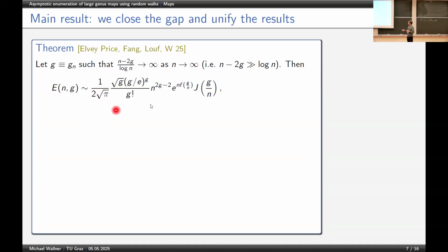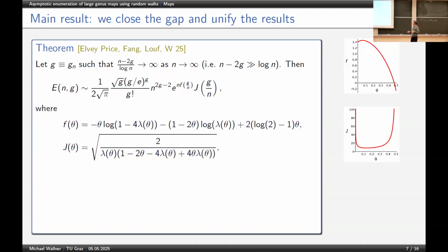We have a certain factor which just depends on g, n to the 2g minus 1, an exponential term n times f of g over n, I'll show in a second what f is, and the function j of g over n. What are they? f and j are these functions here. They are explicitly given like this, so I won't read them out. And you see plots of them here. Theta is here between 0 and 1/2, and you see f here, and here you see the function j plotted.